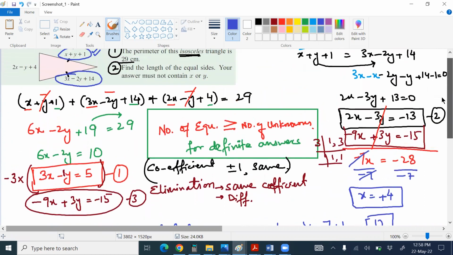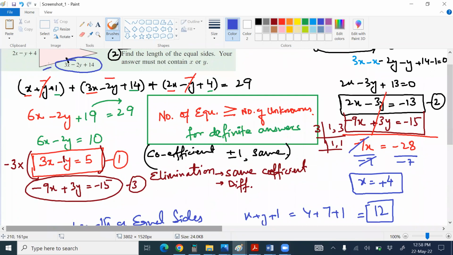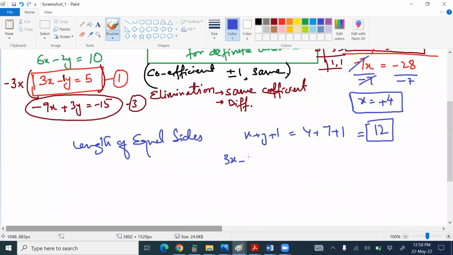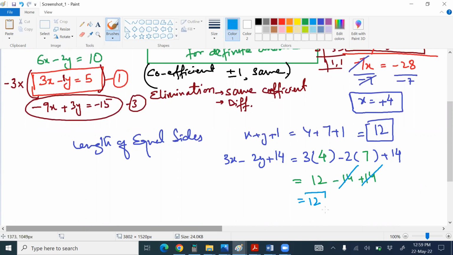But let's say we want to verify. Someone chose this for finding the length of equal sides: 3x minus 2y plus 14. We will plug in the values of x and y, where x is 4 and y is 7. Let's see what we get. 12 minus 14 plus 14. Clearly, you can see that these cancel out, and 12 is the answer again.